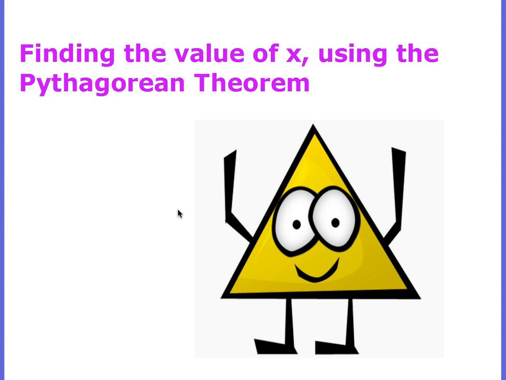Okay, let's start with some easy problems. Just finding the value of x using your Pythagorean theorem. And you know that the Pythagorean theorem is a squared plus b squared equals c squared.